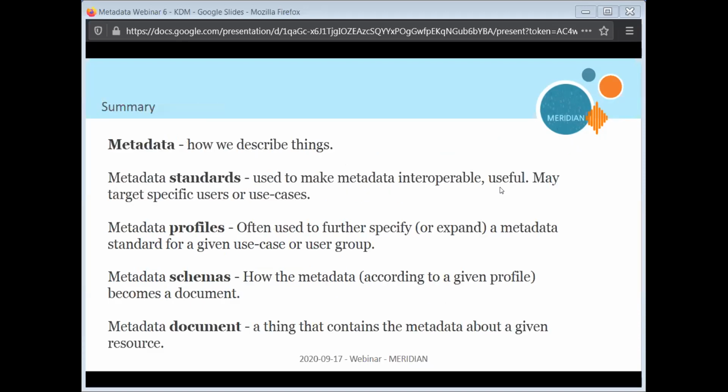So let's summarize all the jargon I've thrown at you, and hopefully you've followed along. Metadata is how we describe things. Metadata standards are how we make metadata useful and interoperable by assigning an overall structure and rules that say what has to be provided and what doesn't have to be provided. They may target specific users or use cases, but often that's further specified in a profile. So you might have a specific use case or user group in a profile. For example, North American scientists working on geographic data have the North American profile of ISO 19115. From there, we have the schemas, which is how that metadata is written down. It becomes a document. And then we have the metadata document, which is a thing that contains all the metadata about a given resource, a piece of data, or a book, or any example we think of that needs metadata.